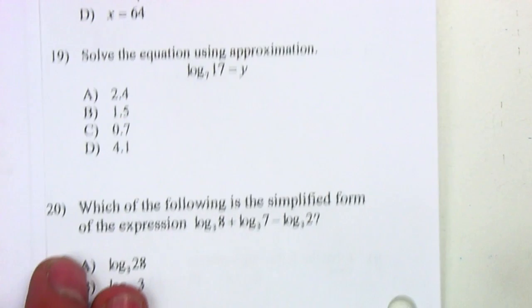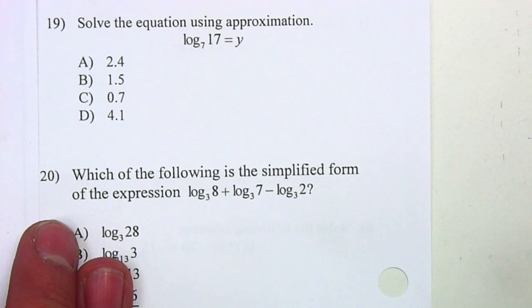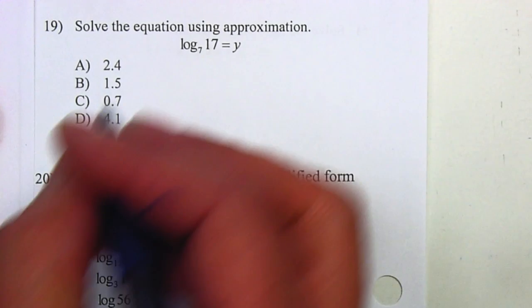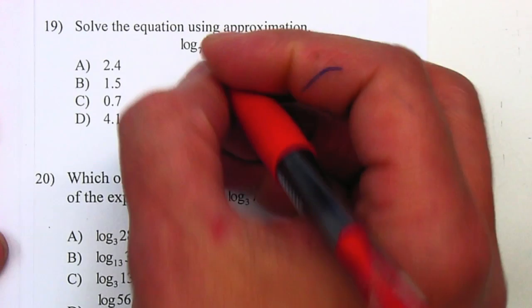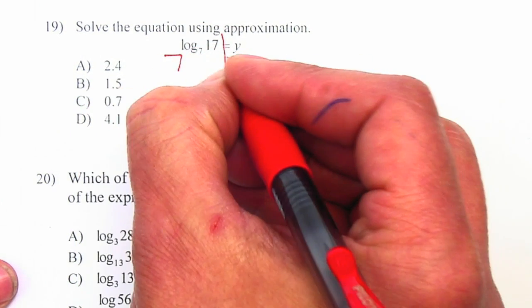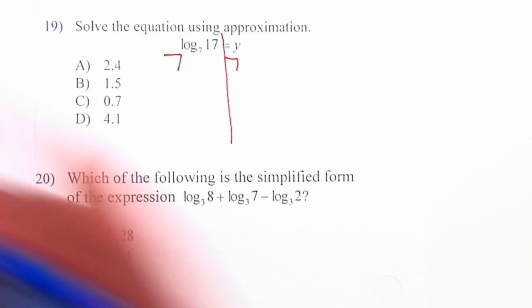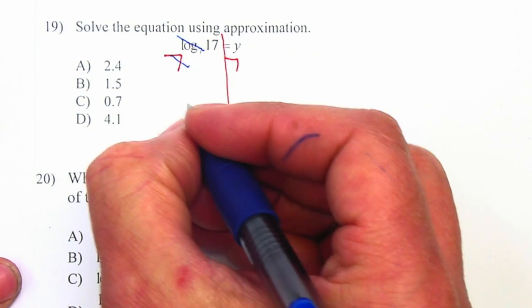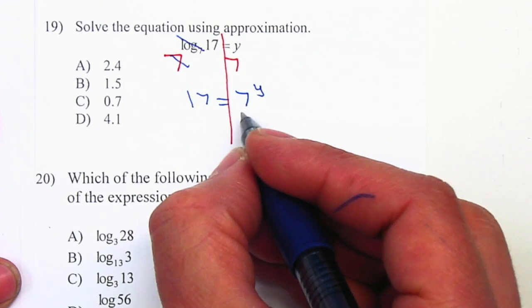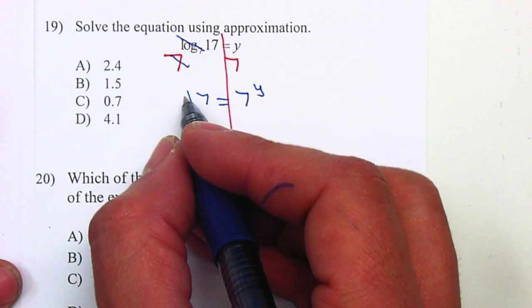Number 19, very similar problem. I want to be able to solve using approximation. I want to get rid of the log. So I want to do an exponent, a base. I'm going to exponentiate of base 7. That will cancel out. So I have 17 is equal to 7 to the y power. So 7 to the y exponent is equal to 17.